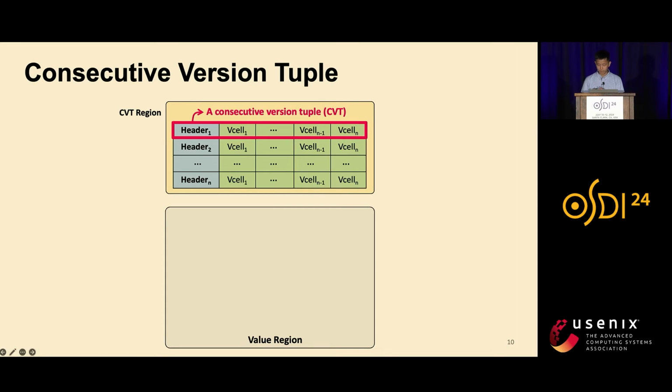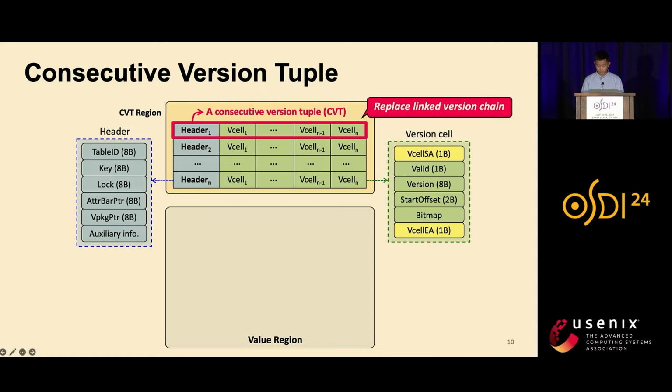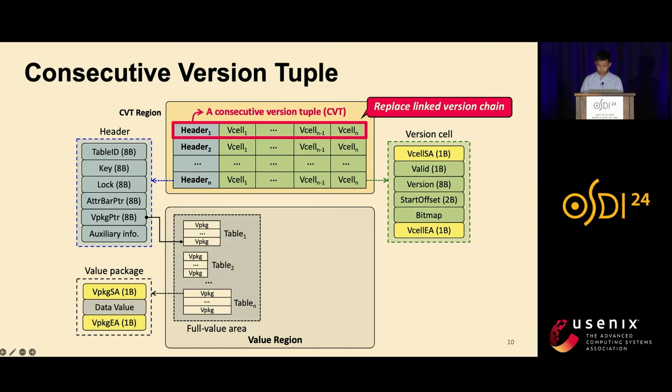Let's first look into the consecutive version tuple, or CVT. In the memory pool, Motor separates the version information and the data value. Unlike a linked chain, CVT stores the version information of a data item together in a contiguous memory space. So a compute node only uses a single round trip to read a CVT and then locally looks for the target version according to the start timestamp. This eliminates chain walking. Each CVT contains a header and multiple version cells. The header contains the address of a data value, and each version cell stores the version number and the storage location of the modified attributes.